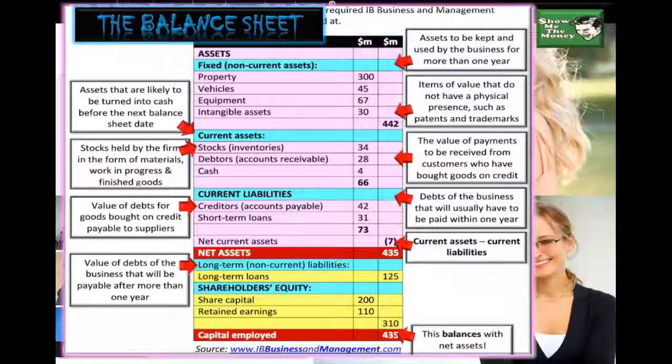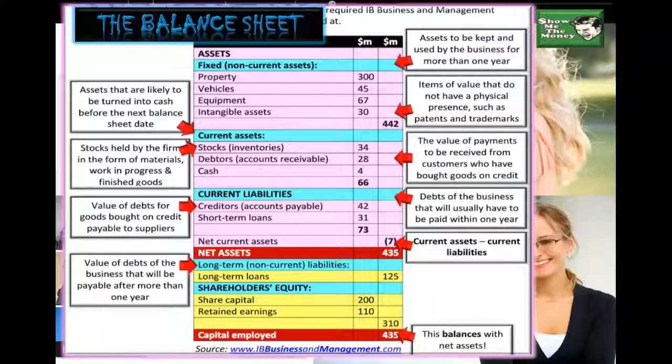Just quickly looking at the structure here, we start with our assets. We start with our fixed assets. Remember, those are those assets which are being kept for a business. They're not going to be sold for 12 months or more. Intangible or tangible are recorded here. Current assets, those three key things that keep cropping up, stocks, debtors and cash. Current liabilities, creditors and short-term loans. If we subtract current liabilities from current assets, we have our net current assets. And we know that current assets minus current liabilities is also termed working capital.